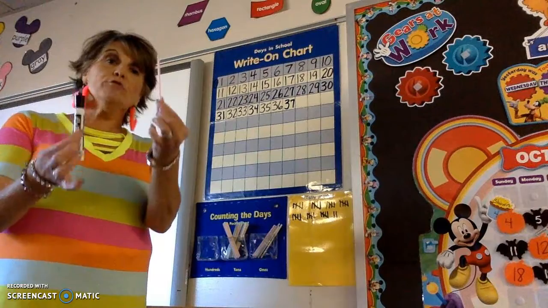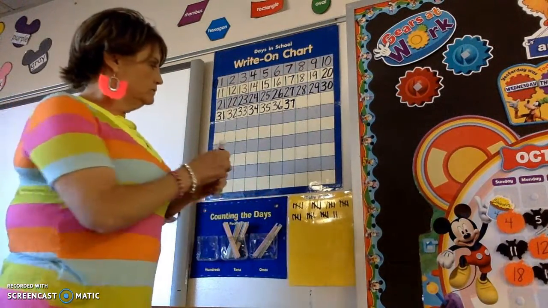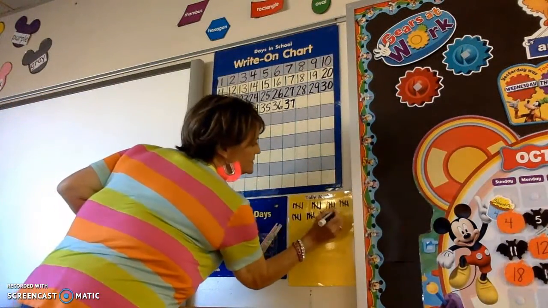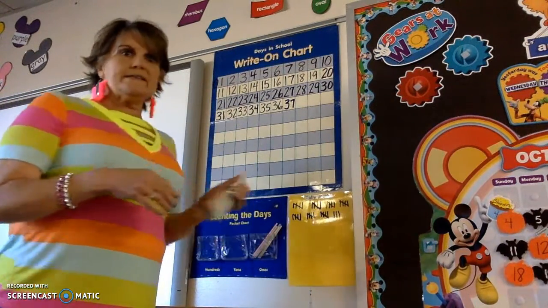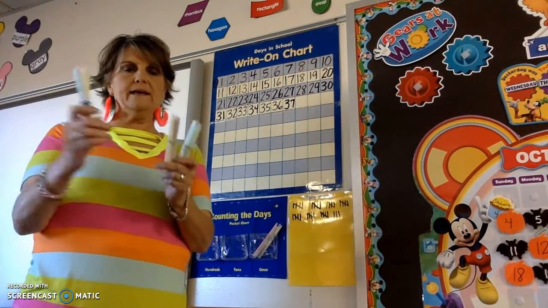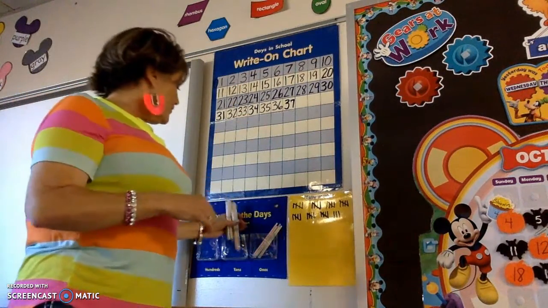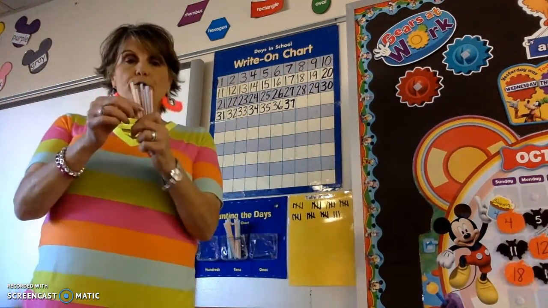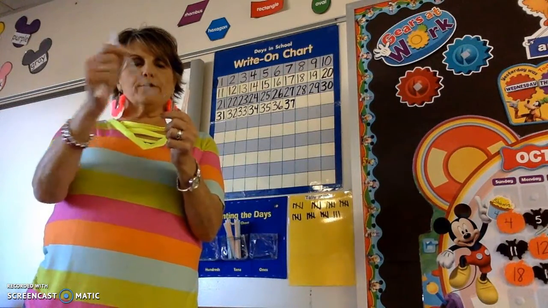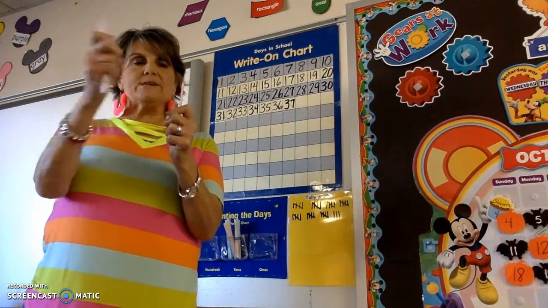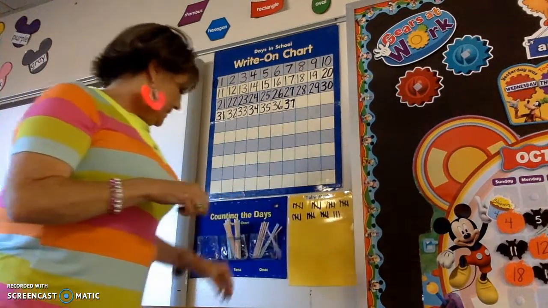So we need to add a straw and a tally for the number of days that we've been in school. Okay, so here's our straw. Let's add one tally to our tally chart. And let's count 10, 20, 30. So we have 30, 31, 32, 33, 34, 35, 36, 37, 38. Let's see if we have 38 tally marks.